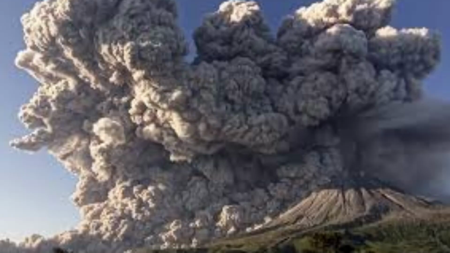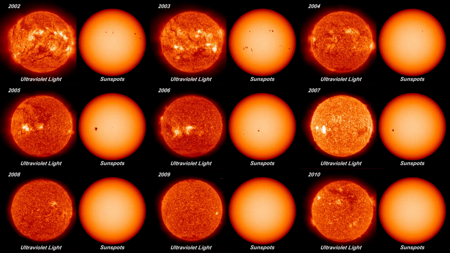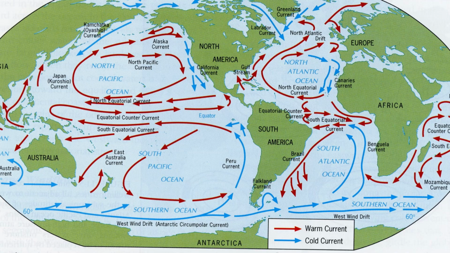Natural factors include volcanic eruptions. Large eruptions can spew aerosols into the atmosphere that temporarily block sunlight, causing a cooling effect. Solar activity: the sun's energy output fluctuates slightly over time. These changes can have a small impact on Earth's climate. Ocean circulation patterns: these patterns distribute heat around the globe and can influence regional climates.